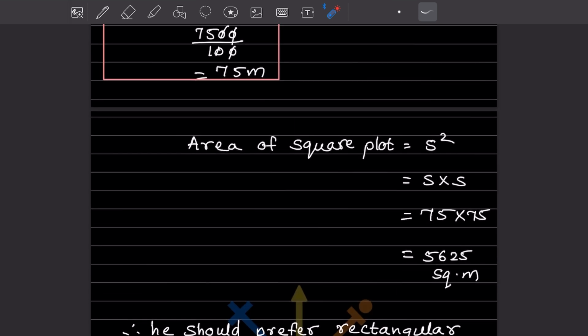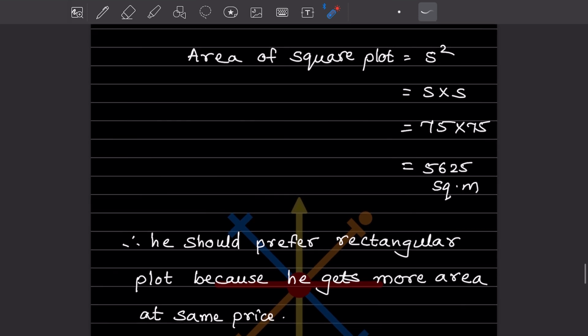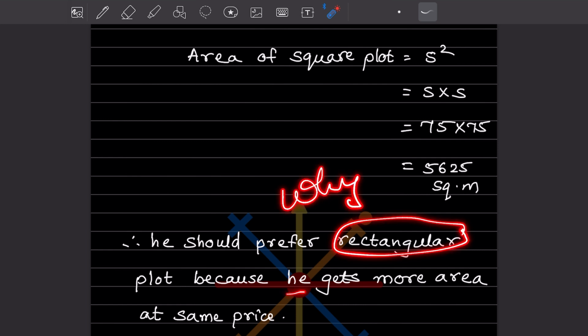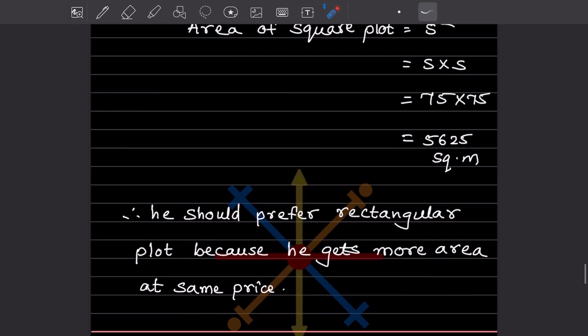So at the same price, when we are getting a plot with more area, which one are you going to prefer? Definitely we are going to prefer the rectangular plot, isn't it? So when they ask why, why? Because this is important: because he gets more area at the same price. Hope you got this one. So by this, we have completed this exercise.